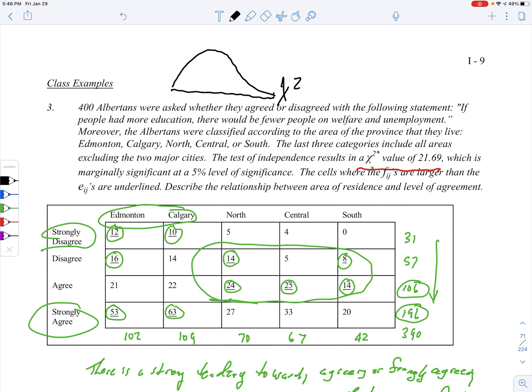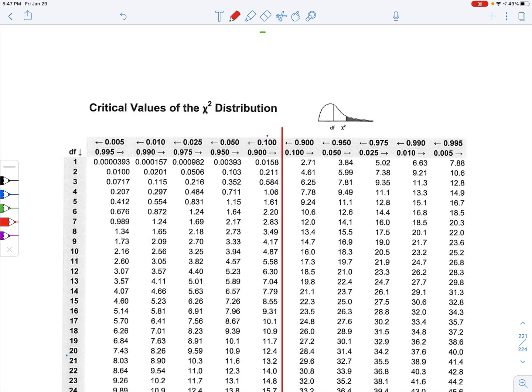And how many degrees of freedom would there be? Well, you've got 1, 2, 3, 4 minus 1 rows, and 1, 2, 3, 4, 5 minus 1 columns. So 4 minus 1 is 3, 5 minus 1 is 4, so that's going to be 3 times 4 is 12. And then this is always an upper tail test. So here's your alpha of 5%, and let's find that value. So here's 12 degrees of freedom, and we're going to go across until we find the 5% column. And so there's your critical value. It's 21.